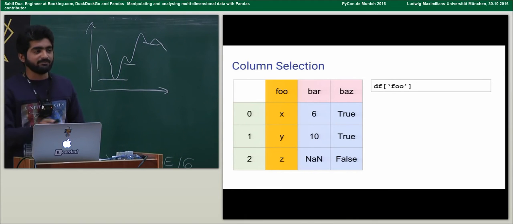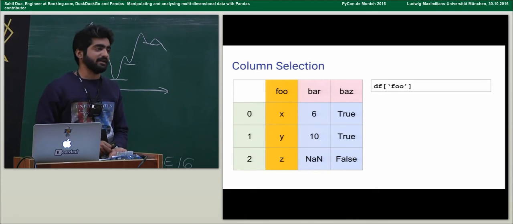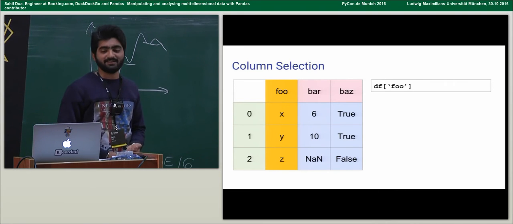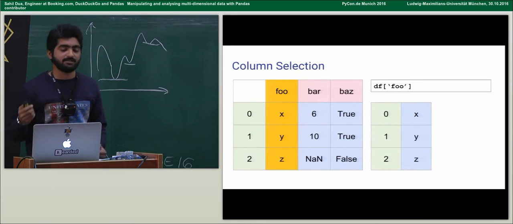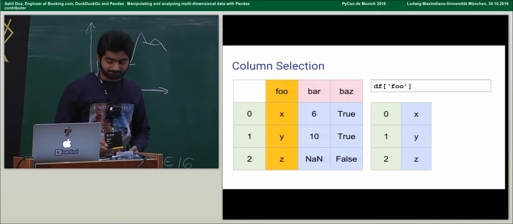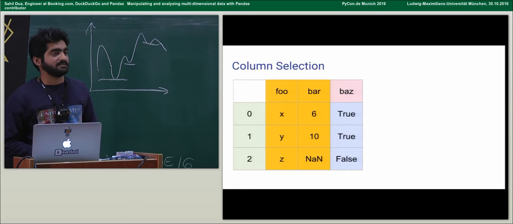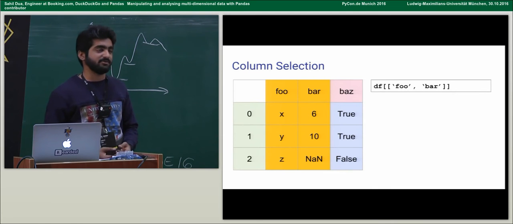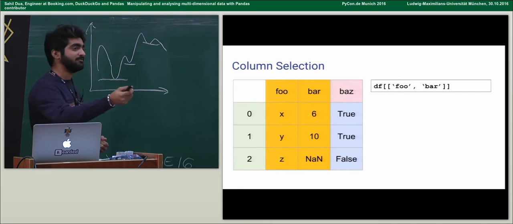What do you think will be the data structure that will be returned? Any ideas? Exactly. So it will be a Series with the default indices. Now if we want to select multiple columns, we can do this. Just pass a list of all the column names which you want to fetch, and it will give you those. Again, which data structure?